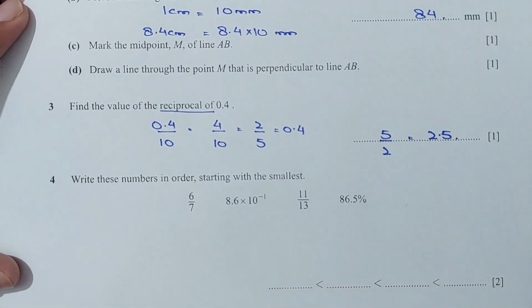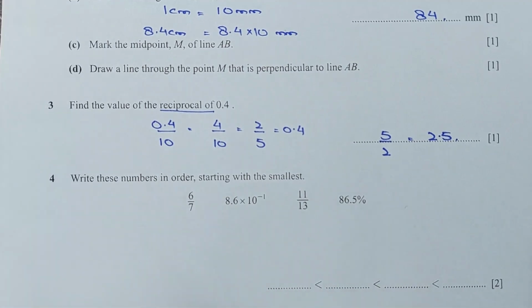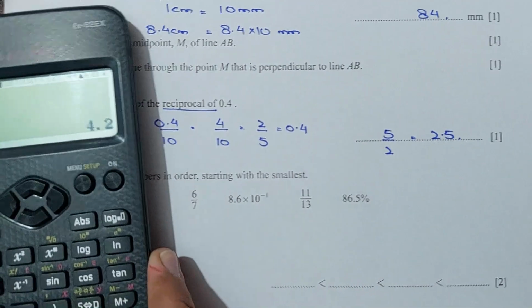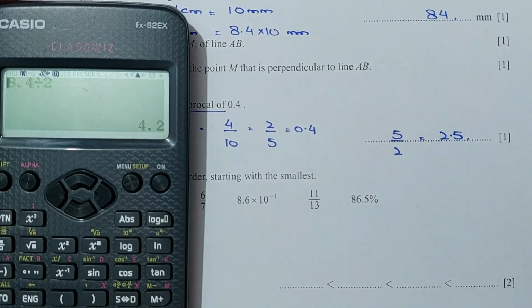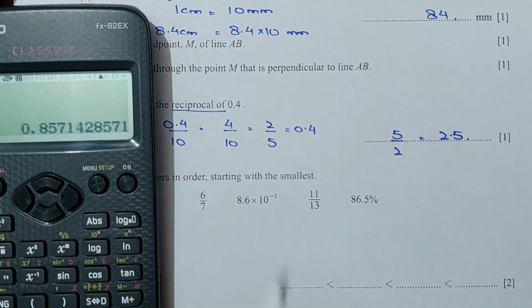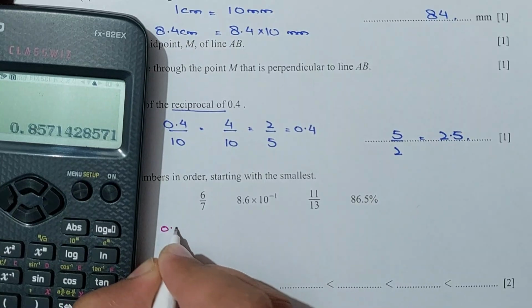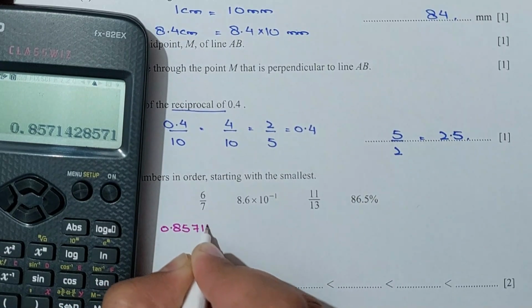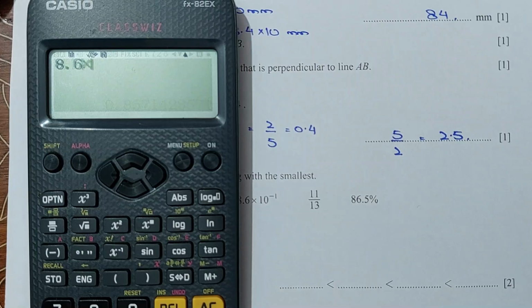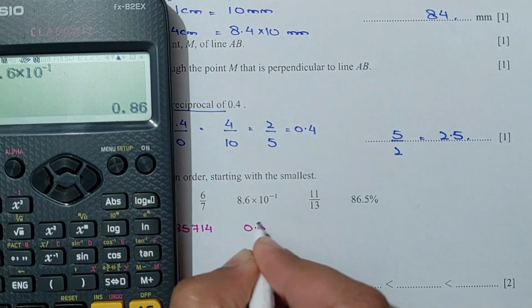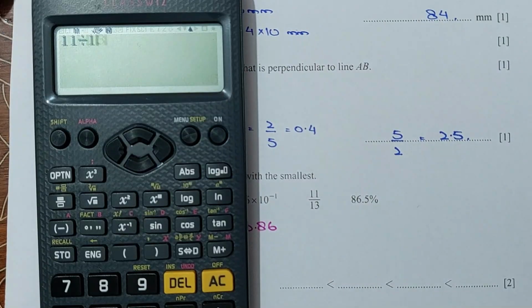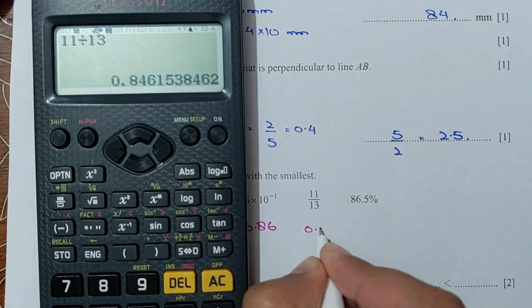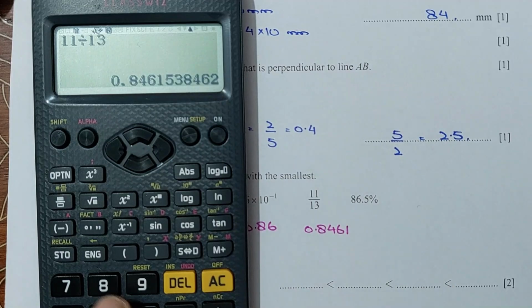Question number 4, write these numbers in order starting with the smallest. For this, let me convert all of them into decimals. 6 by 7 is 0.85714. 8.6 times 10 to the power negative 1 is 0.86. 11 over 13 is 0.8461. 86.5% is 0.865.